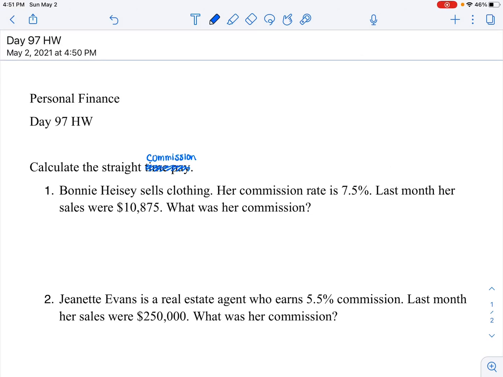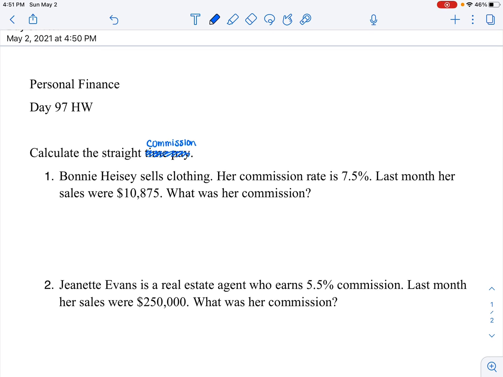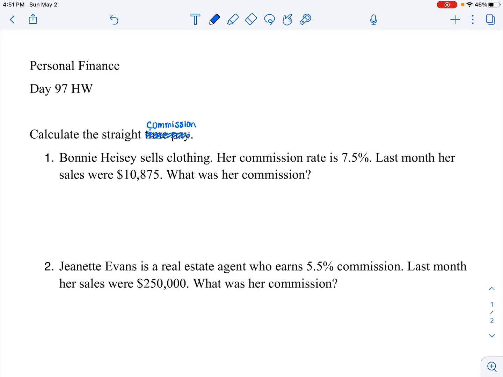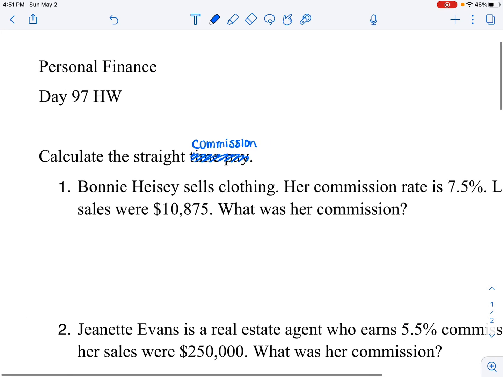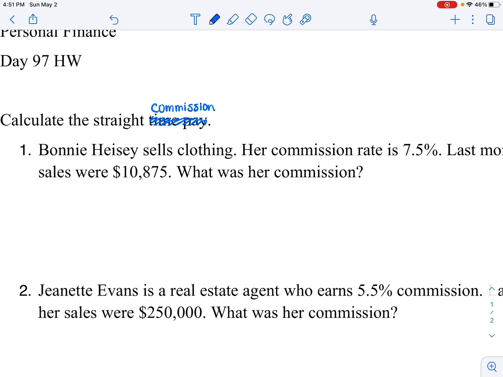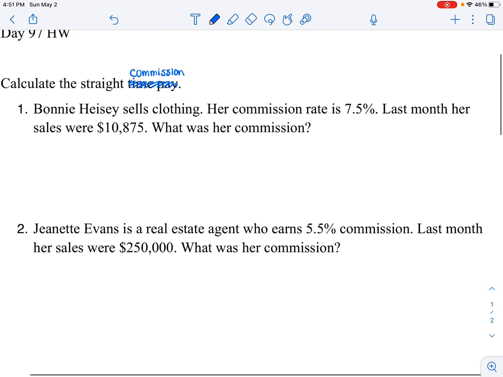Hi everybody. So for tonight's homework, we are going to be doing a little bit of extra practice of what we worked on today in class. So we are going to be calculating our straight commission. And as you can see, I did make a little mistake here. I wrote straight time pay, which is what we already worked on when we were talking about our hourly rate. And we are moving on to straight commission instead. So we're just going to jump into it and get started.